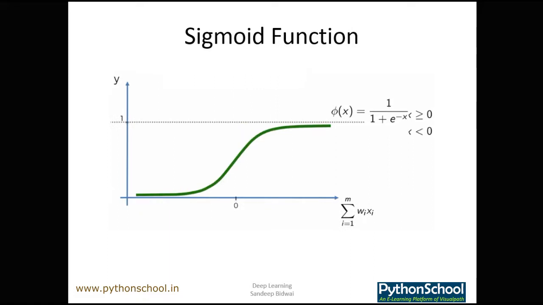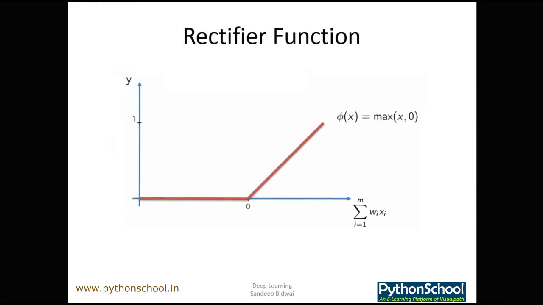The sigmoid function is one of the major functions which we can apply as an output function in the output layer, and it can be calculated as 1 upon 1 plus e raised to minus x. Based on this particular function, we can have the output of the neural network.